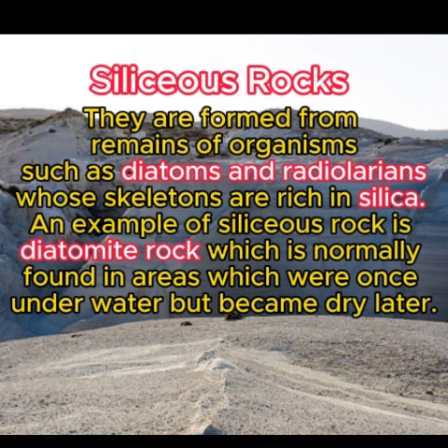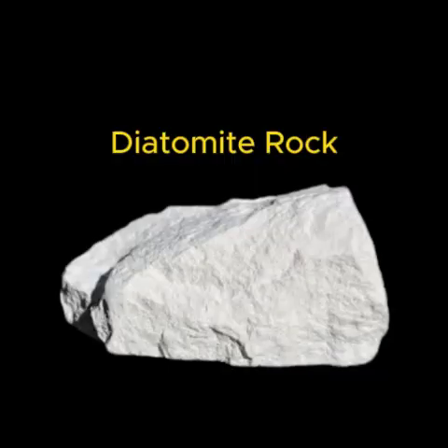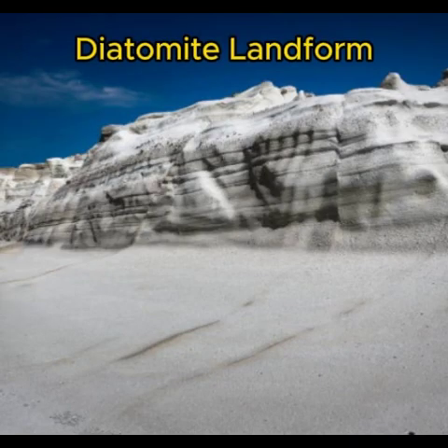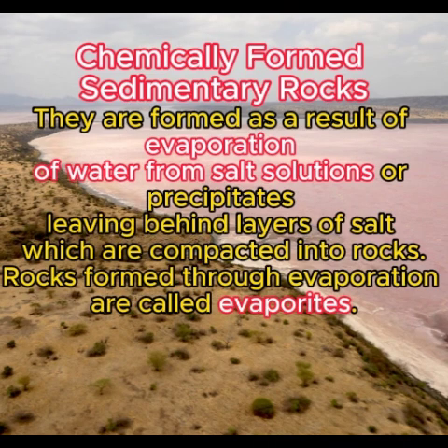The last category of organically formed sedimentary rocks is the siliceous rocks, which are formed from remains of organisms, such as diatoms and radiolarians, whose skeletons are rich in silica. An example of siliceous rock is diatomite rock, which is normally found in areas which were once underwater but became dry later. Chemically formed sedimentary rocks.